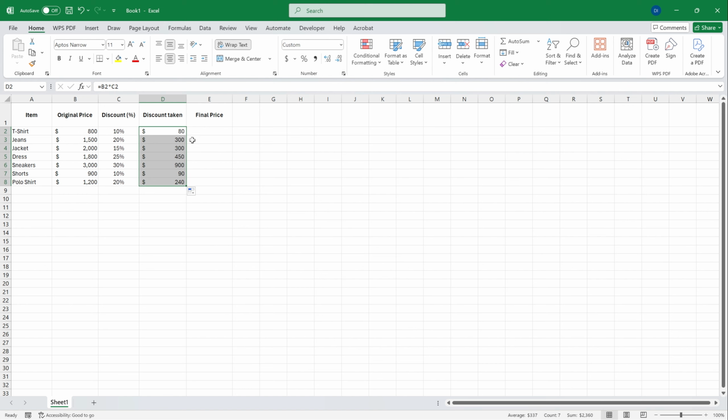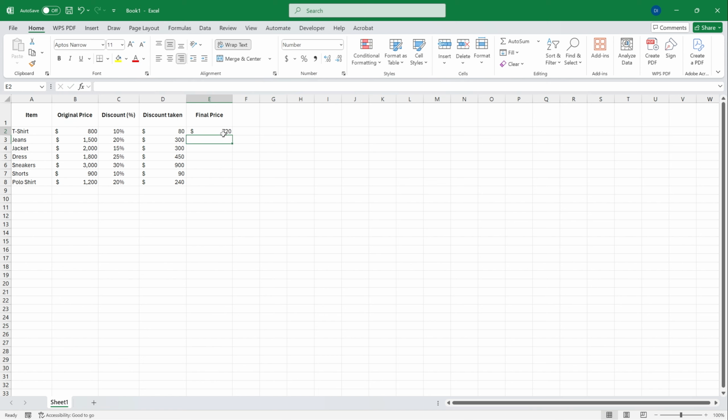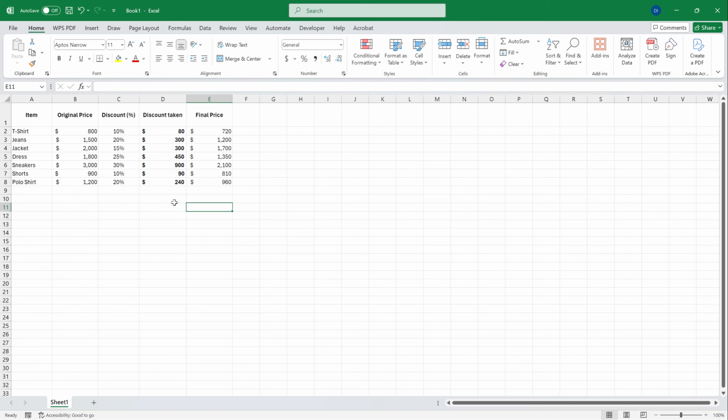So I'm just gonna copy the rest and then final price. In order for us to get this one, I'm just going to basically minus, so B2 and D2. All right, and there goes our final price after getting the percentage of the discounted amount. So yeah, that is how you are going to calculate percentage in Excel sheet.